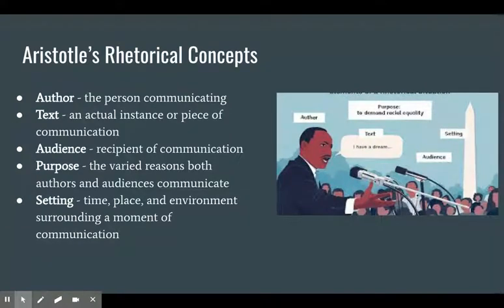Aristotle's rhetorical concepts: there needs to be an author. So the author is the person communicating. The text is the actual instance or piece of communication. Audience, the recipient of this communication. Purpose, the varied reasons both authors and audiences communicate. And then the setting, the time, place, and environment surrounding a moment of communication.